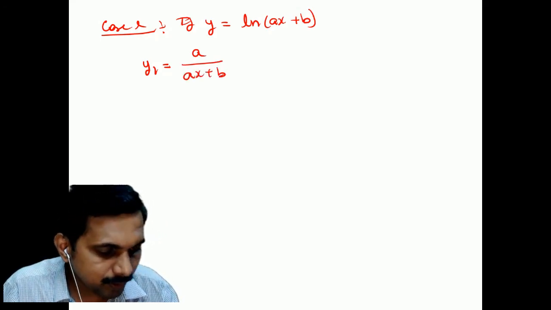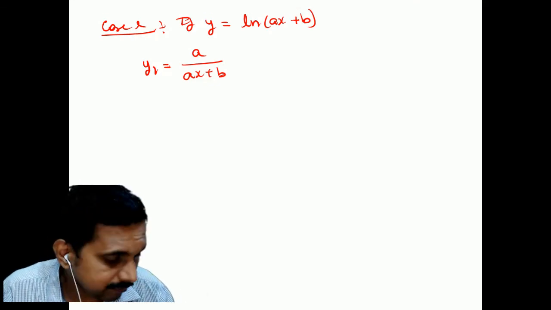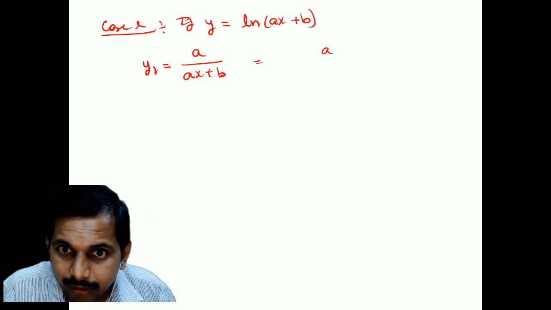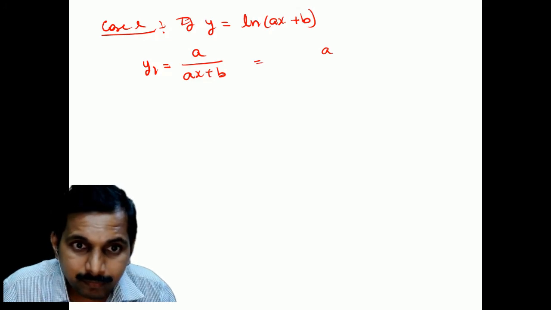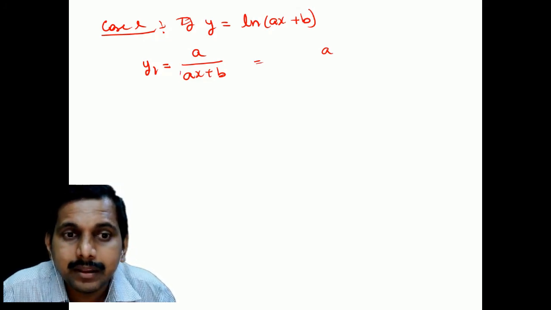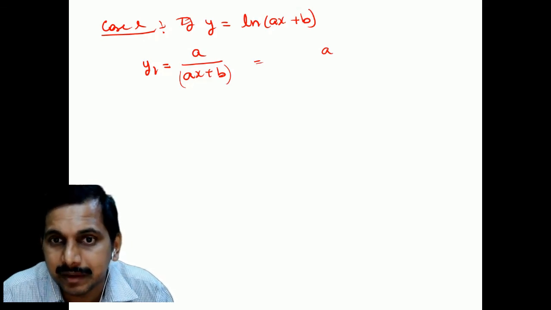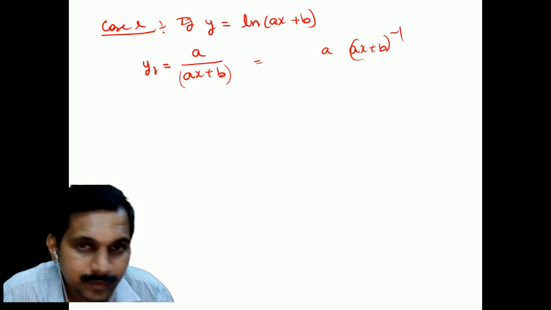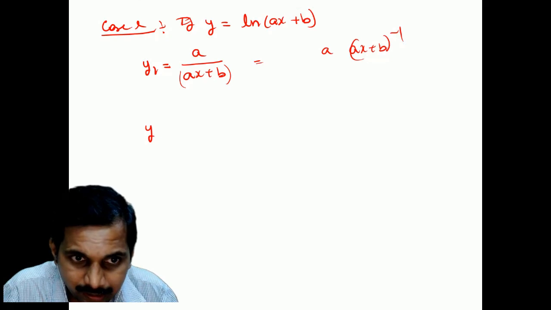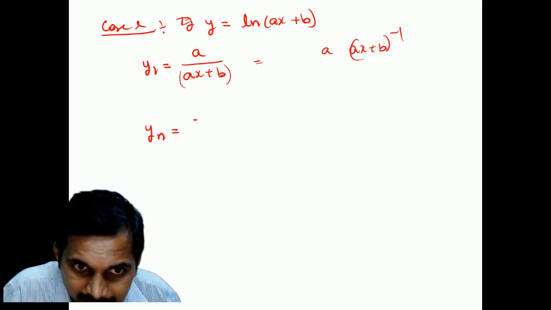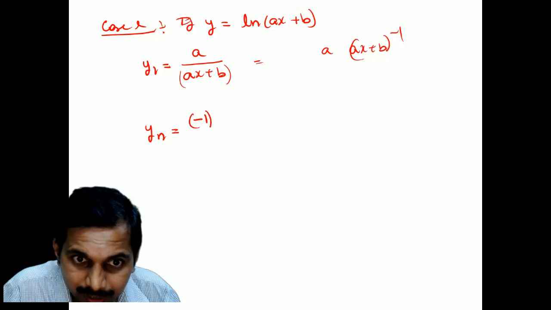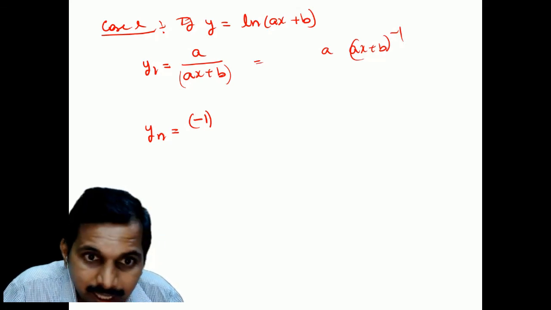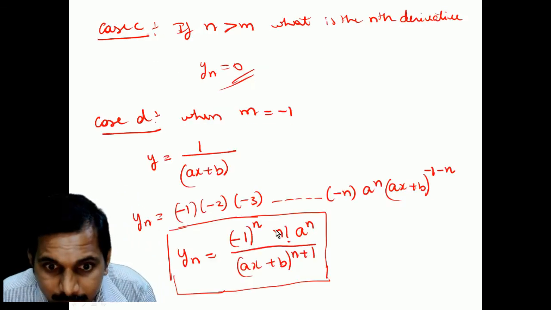Next, what happens? This would be similar to having a into ax plus b raised to minus 1. That's it. Is it not, students? So what happens here? yn would be equal to minus 1 into, instead of 1 differentiation, it is over here already, is it not? So we will have this as n minus 1. Here what we had was n.